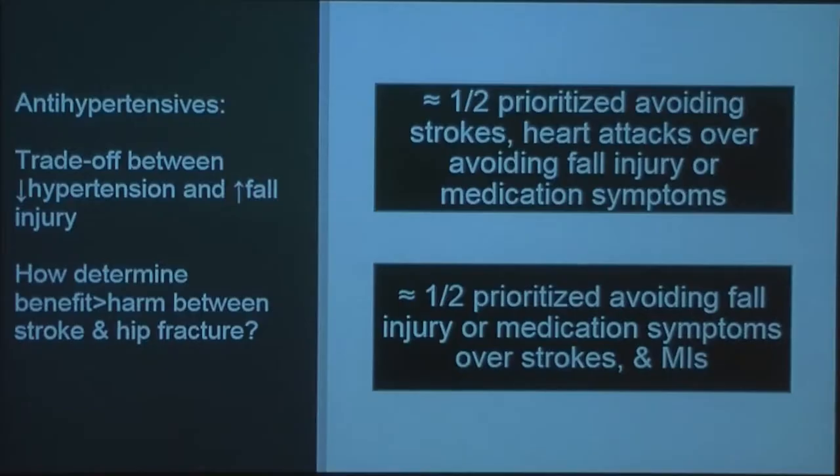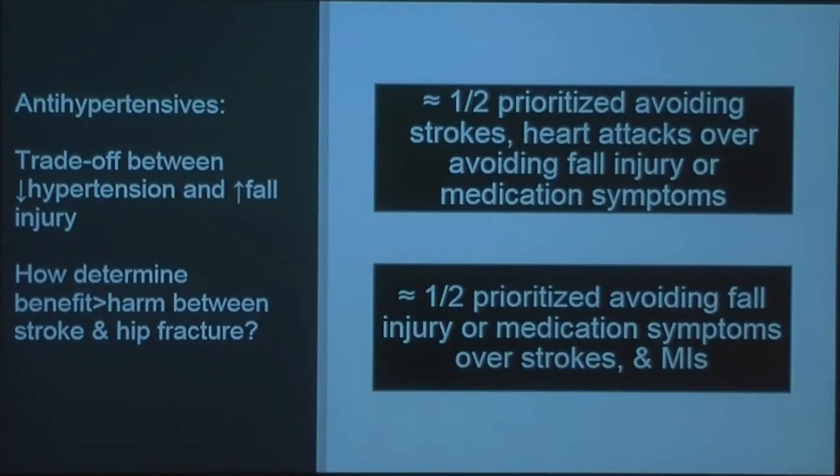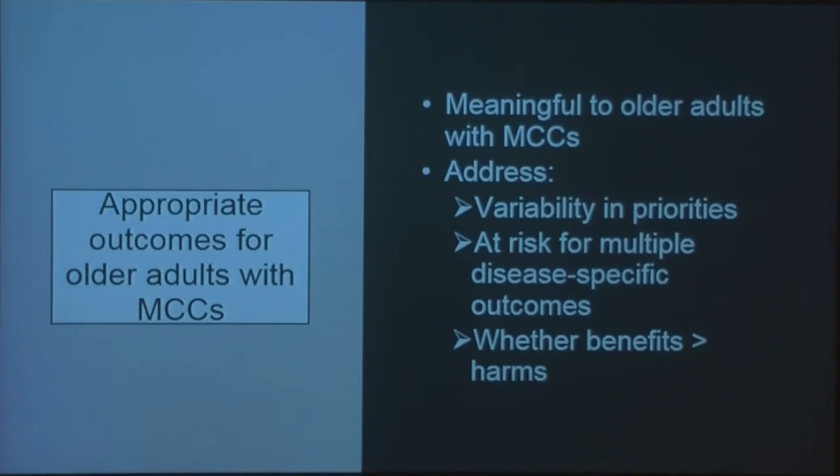So we asked people in New Haven, Connecticut, people who had both hypertension and were at fall risk, what is the trade-off? About half of them prioritized, I'd rather avoid a stroke or a heart attack, even if it means I'm going to have adverse effects of my medications and I'm at risk for falls. And about half prioritized, the most important thing to me is not to have a hip fracture because my mother had one or my sister had one, and it's the worst thing in the world I can think about. So again, this is one simple, very common scenario. Multiply that by infinity, and those are all the disease-based questions that it's impossible to compare. And I think that's why some of the disease-based outcomes are very irrelevant.